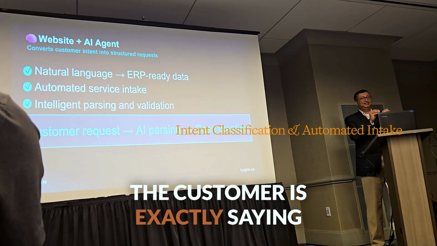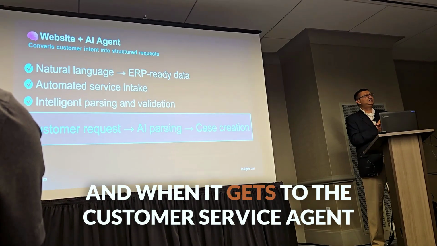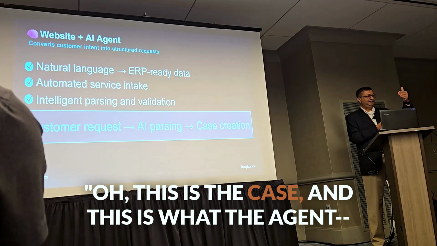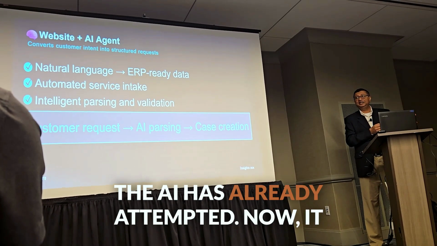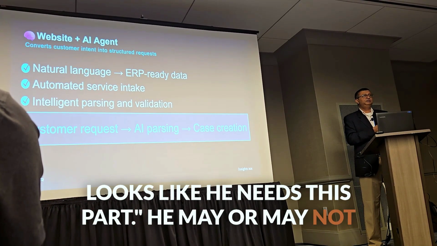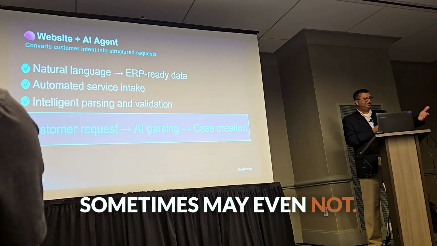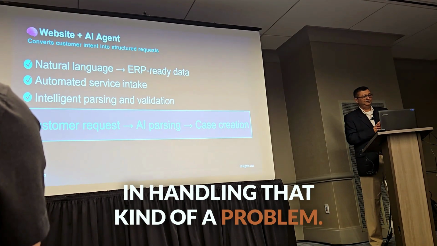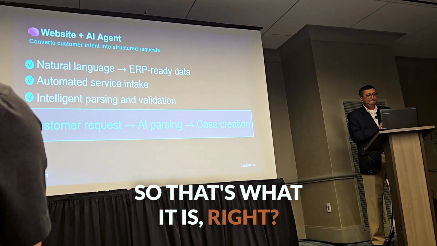The customer is exactly saying what they're trying. And when it gets to the customer service agent, this person will look through that and say, oh, this is the case, and this is what the AI agent has on the attempt. Now it looks like he needs this part. He may or may not even call the customer. Sometimes he even doesn't, because this technician is far more efficient in handling that kind of problem. So that's what it is.